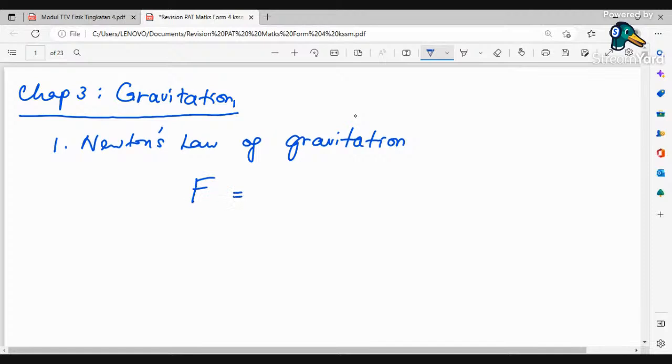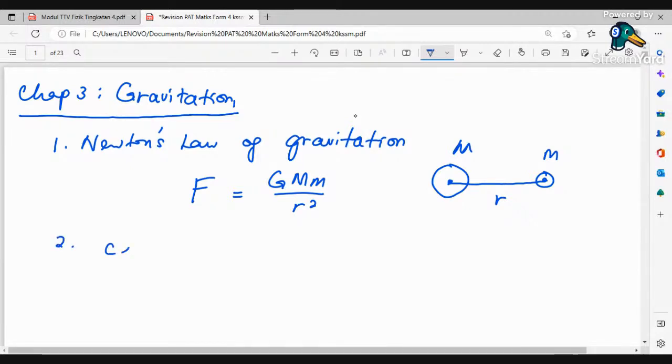Okay, the formula F equals G m m divided by r squared. So based on this, Newton's law of gravitation states that the gravitational force between two objects is directly proportional to the product of masses of the two objects and inversely proportional to the square of distance from centers of the two objects. Okay, we have two objects like this, center to center measured as r. So there is gravitational force between two objects.